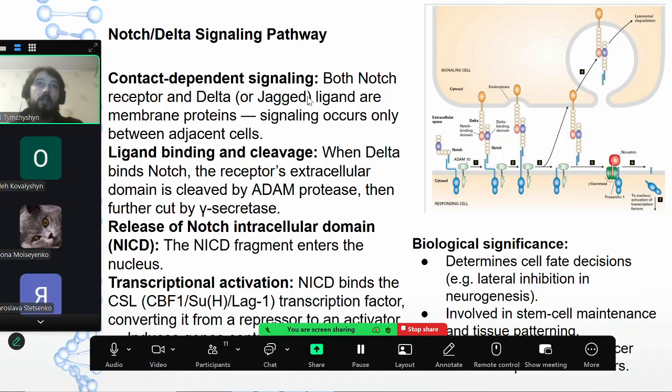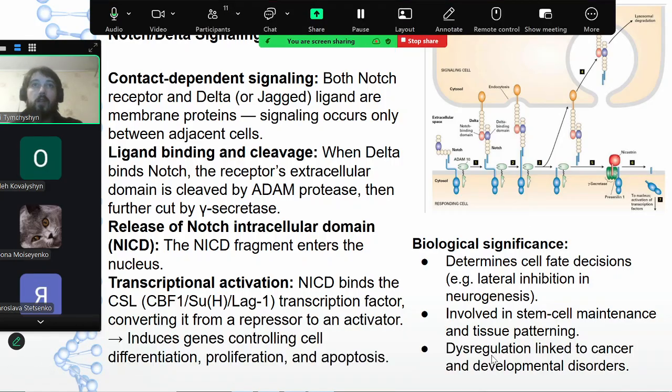Notch delta signaling pathway. So here you see two cells being in contact. It's a contact-dependent signaling, so both Notch receptors and Delta or JAG ligand are membrane proteins, and signaling occurs only between adjacent cells. That's a difference with our previous methods of signaling we have considered.